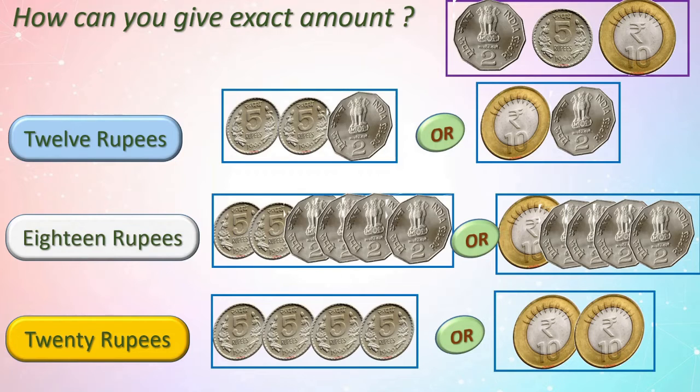Isn't it? Yes. You ask your mother for coins of 1 rupee, 2 rupees, 5 rupees and 10 rupees. And try to give the exact change to your sister or to your friends. Okay? So they can practice exchanging money. Okay?